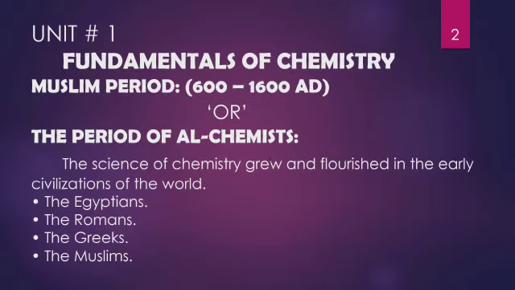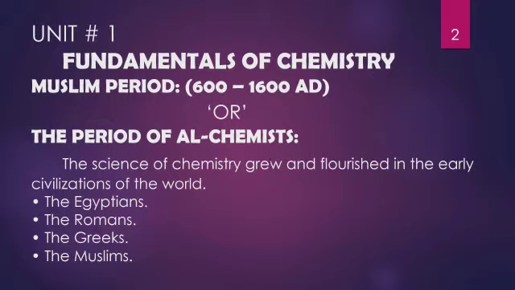As you know, in the previous lecture, we started unit number 1 of this book, which is Fundamentals of Chemistry, in which you were introduced to the definition of chemistry. Now today, in this lecture, I am going to teach you the first topic of this chapter, which is the Muslim period or the period of alchemists.